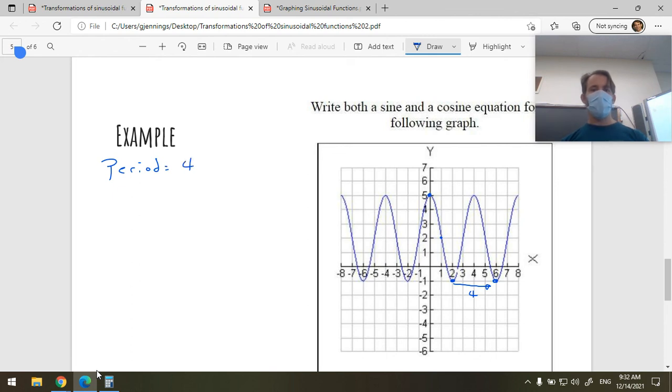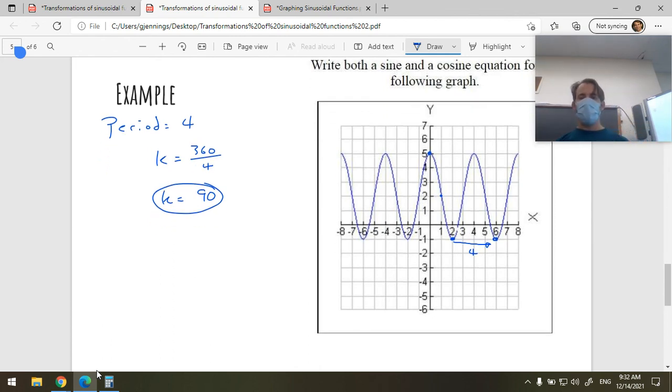So we need a k value, and we can use this formula. K is equal to 360 divided by the period, 4. So we want a k value here of 90. There. So that's our k value. We've determined that. Now, if we were going to take a look at the axis, what's the axis here?